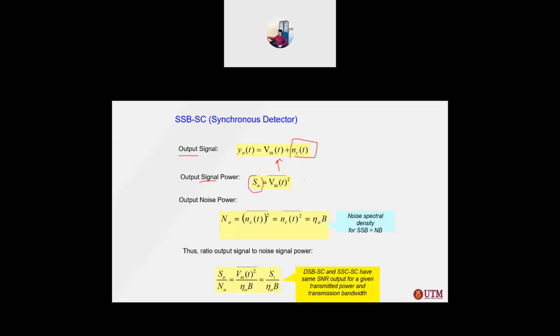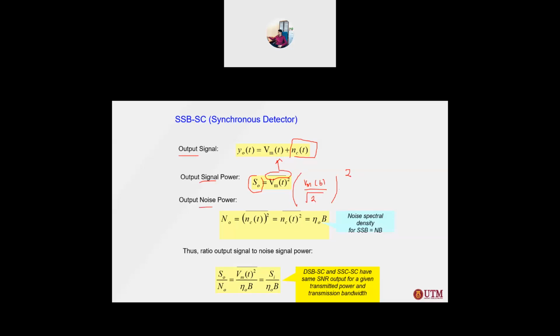So this one, I think you know, is V_m over square root of 2. Okay. So refer to the module. Okay, this one is not a typo. There is a meaning why we use this bar. Okay. Then we have output noise power.